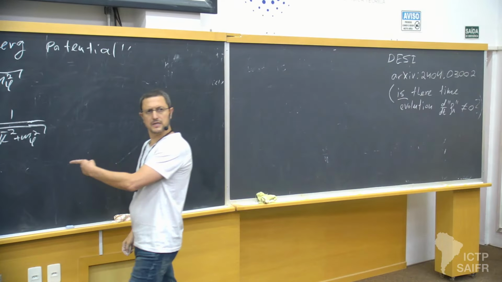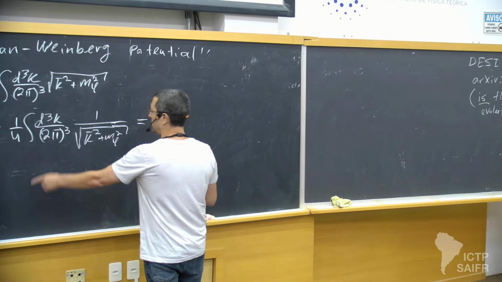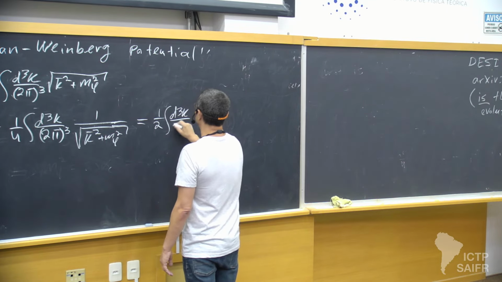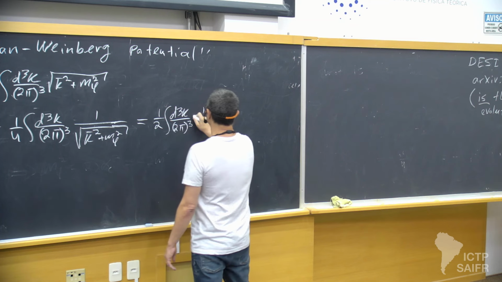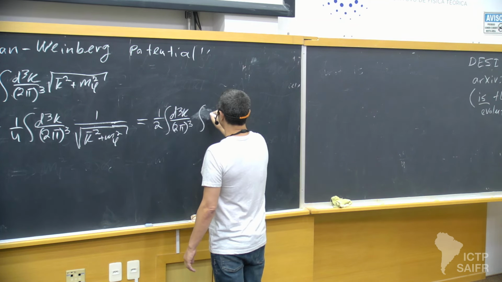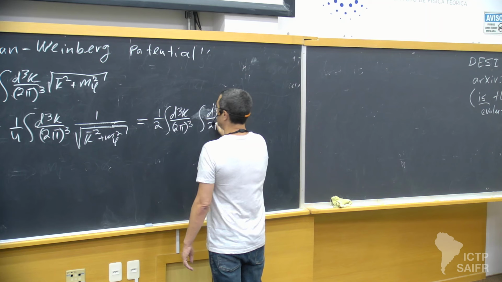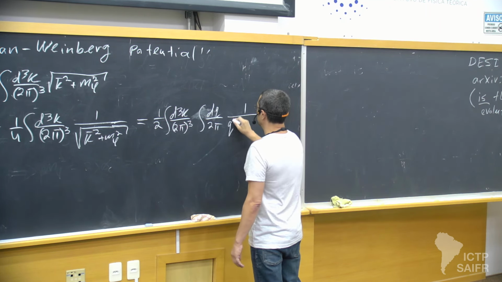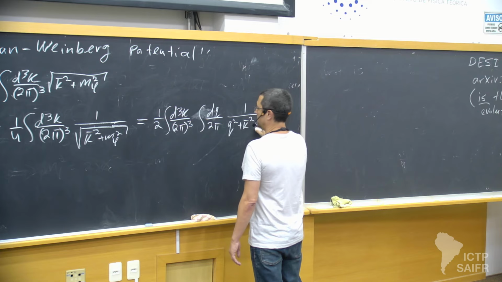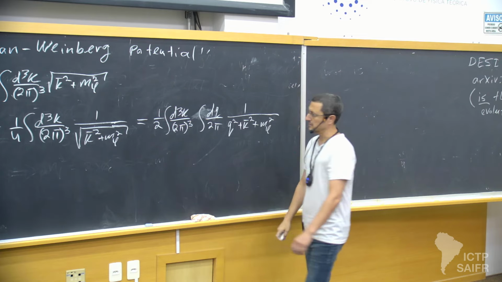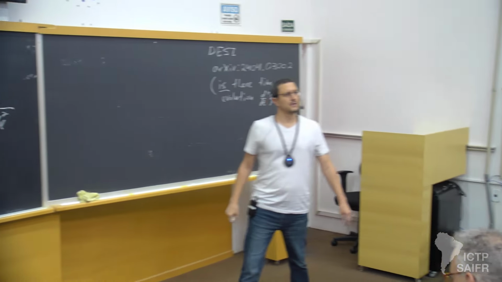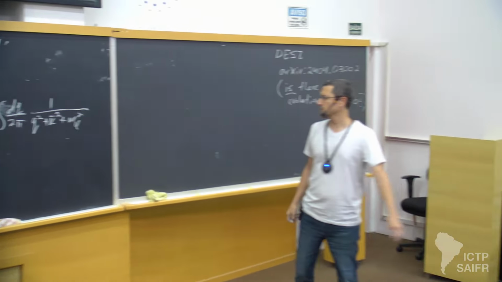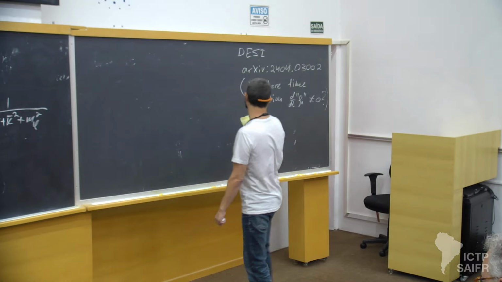And now you can really quickly bring it to a familiar form, because this object is just a half integral d3k over (2 pi) cubed, and let me add another integral, dq over 2 pi, 1 over q squared plus k squared plus m phi squared. If you're not familiar with this kind of integrals, I'll just do one. The rest I more or less will quote. You do have a bit of integrals today.